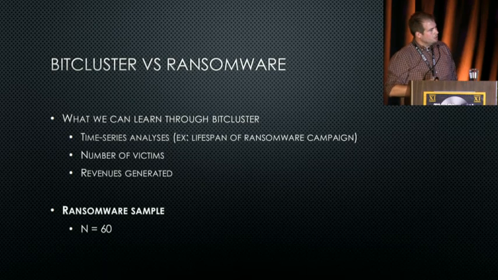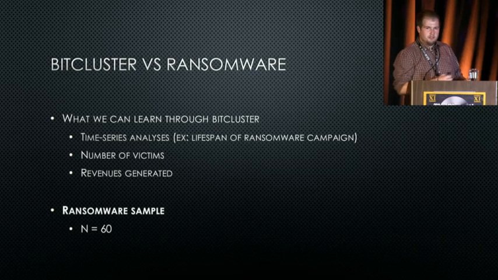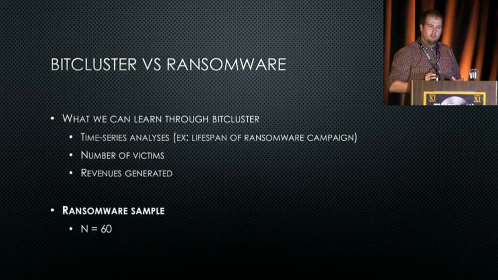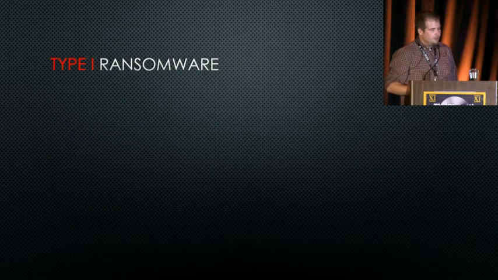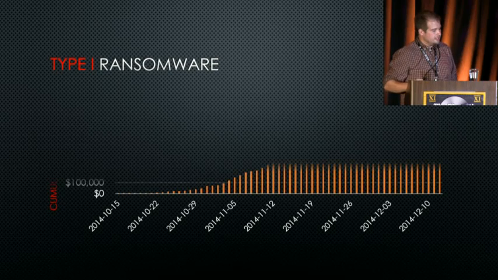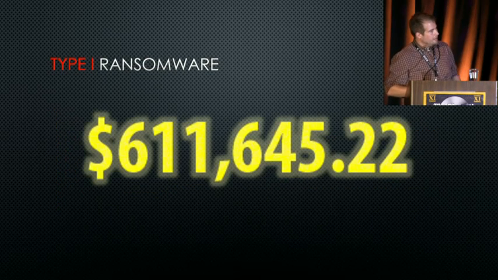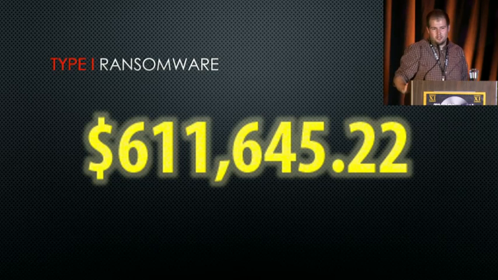And so for this talk, we asked a few of our friends in the InfoSec community for wallet addresses that were related to ransomwares, and I thank them all for sharing some. We got a sample of about 60 addresses that we divided into 3 very broad types of ransomware. The first type of ransomware, here you have the cumulative revenues, is actually a pretty successful ransomware, which made about $611,000 in revenues.